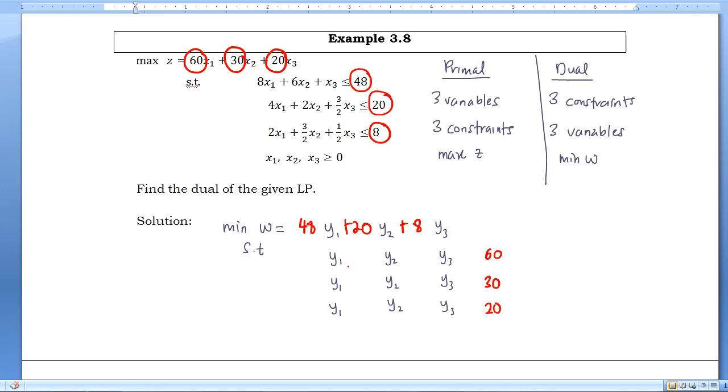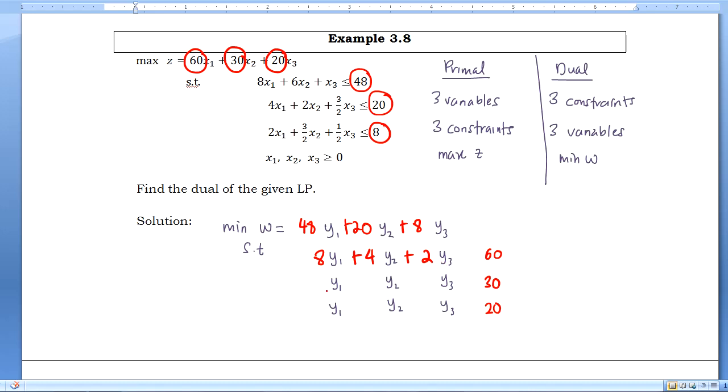Now let's fill in the coefficients in the left hand side of every constraint. The coefficients in the first constraint come from the coefficients of the first variable in the primal. The first variable in the primal is x1. So we take the coefficient of this variable in every constraint. Therefore, we have 8y1 plus 4y2 plus 2y3.